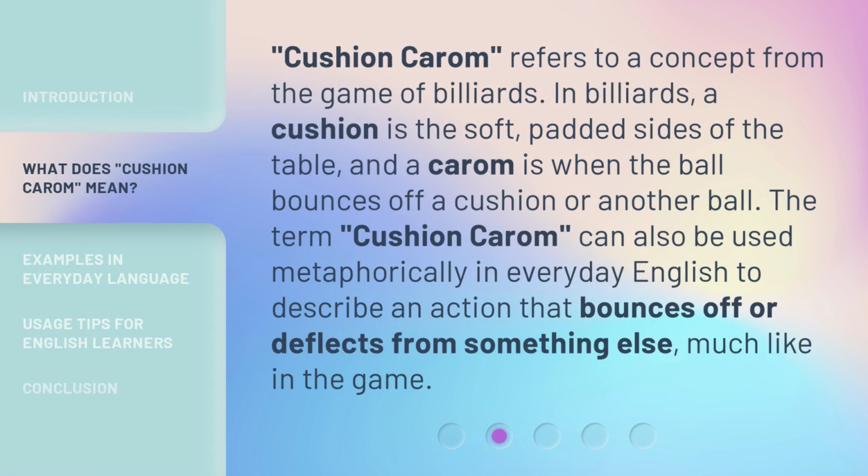Cushion Carom refers to a concept from the game of billiards. In billiards, a cushion is the soft, padded sides of the table, and a carom is when the ball bounces off a cushion or another ball. The term Cushion Carom can also be used metaphorically in everyday English to describe an action that bounces off or deflects from something else, much like in the game.